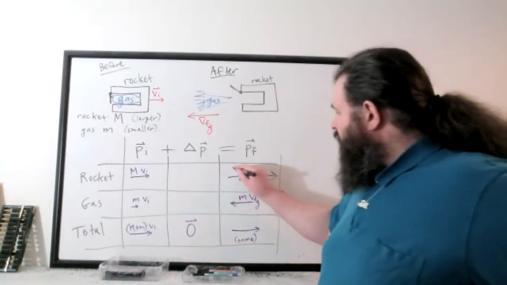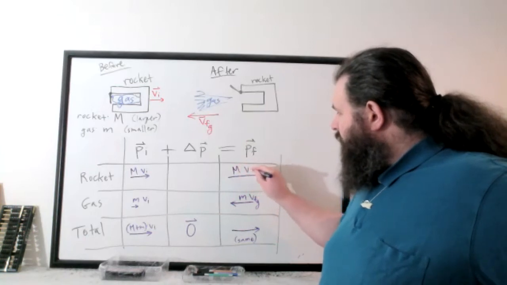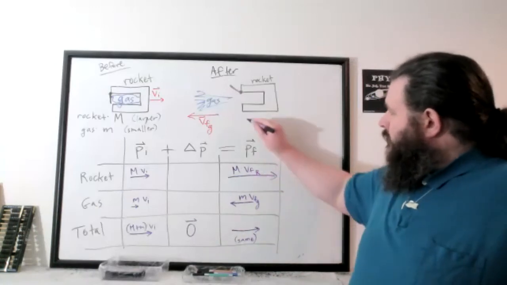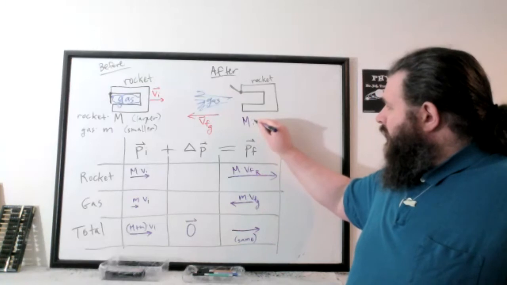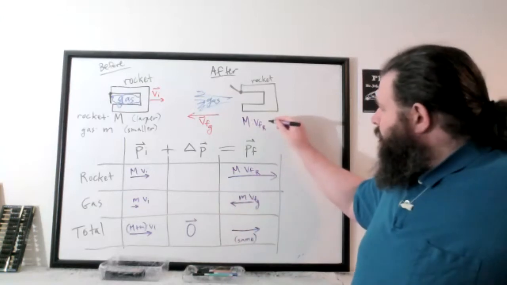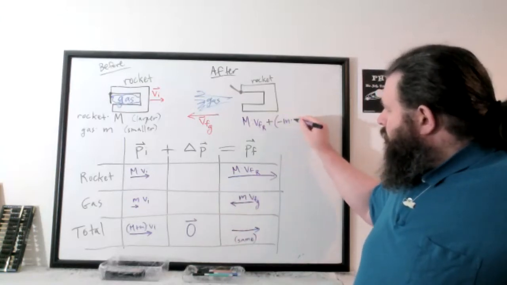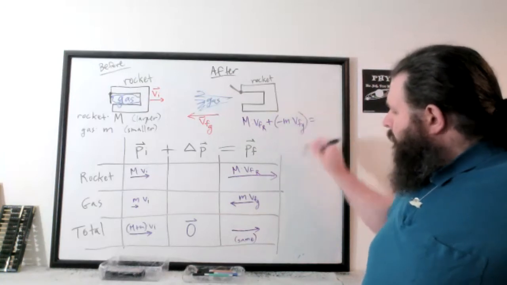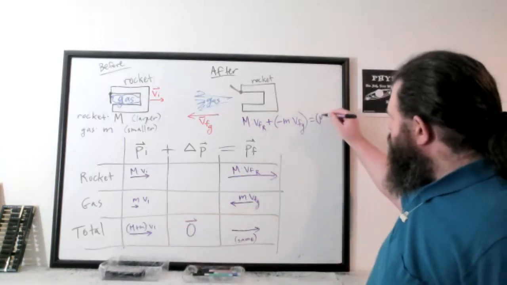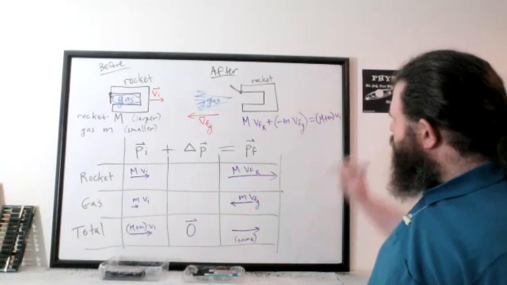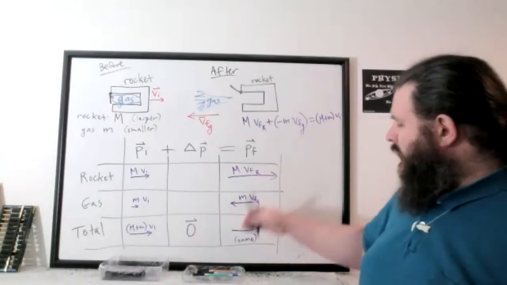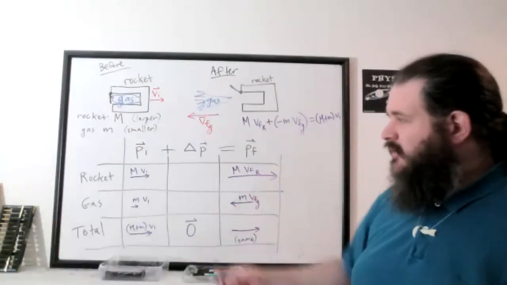This is, presumably, mass of the rocket times the final speed of the rocket. So we could add these up. We could say the final value, big M times V final rocket. And since this is to the left, we'll treat its x component as negative. And we can set that sum equal to the initial total. And then you could actually solve that for V final of the rocket. So that tells us the rocket is going to be going faster to the right than it was at the beginning.